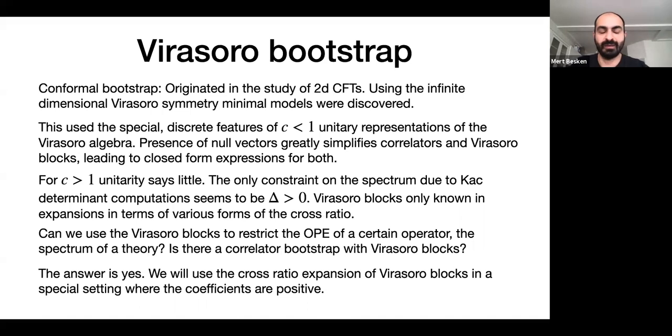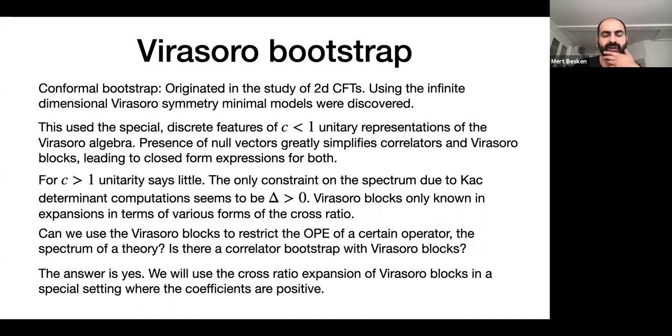So Conformal Bootstrap, as everyone knows here, originated in the study of 2D CFTs following the work of Belavin, Polyakov, and Zamolodchikov. Using the infinite dimensional Virasoro symmetry, minimal models were discovered. This used special discrete features of C smaller than one, central charge smaller than one, unitary representations of the Virasoro algebra. So basically the presence of null vectors at these specific values greatly simplifies correlators and the Virasoro blocks, leading to closed form expressions for both.